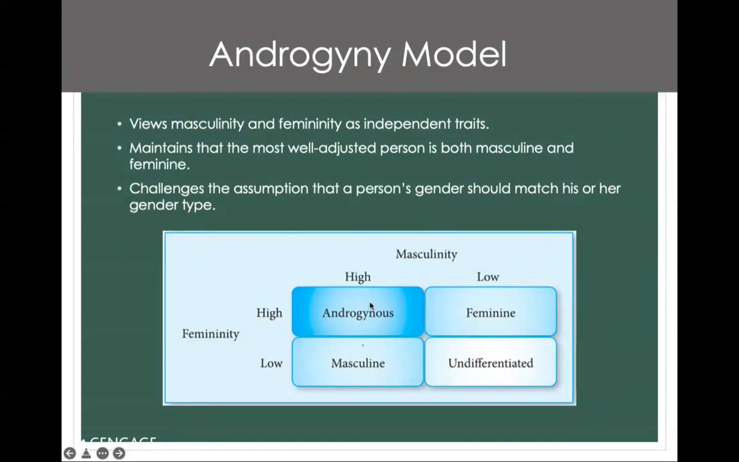So people who are highly masculine and also highly feminine fall under the androgynous category. People who are high on masculine, low on feminine, obviously they're masculine. People who are low on masculine, more high on feminine, they're obviously more feminine. And then you have people who are neither, right? So they're undifferentiated. And so it maintains that the most well-adjusted person is both masculine and feminine, like under this category. It challenges the assumption that a person's gender should match his or her gender type. Okay, so this androgyny model eliminates the idea that if you're this, you're not that. It could be a bit of both or neither.